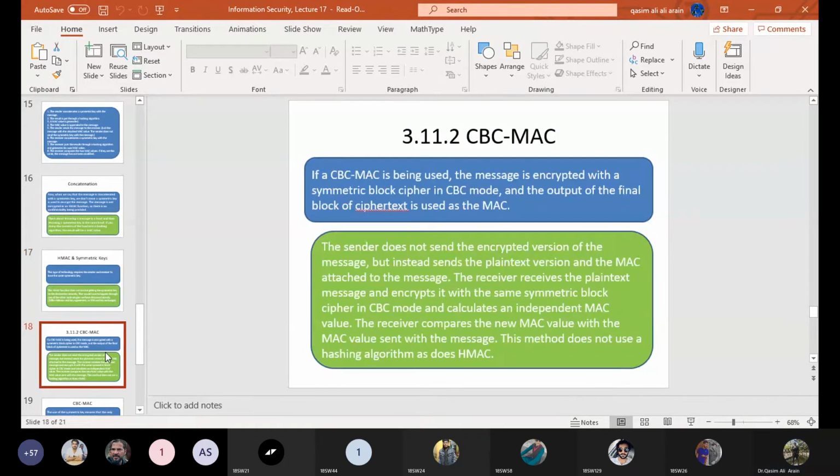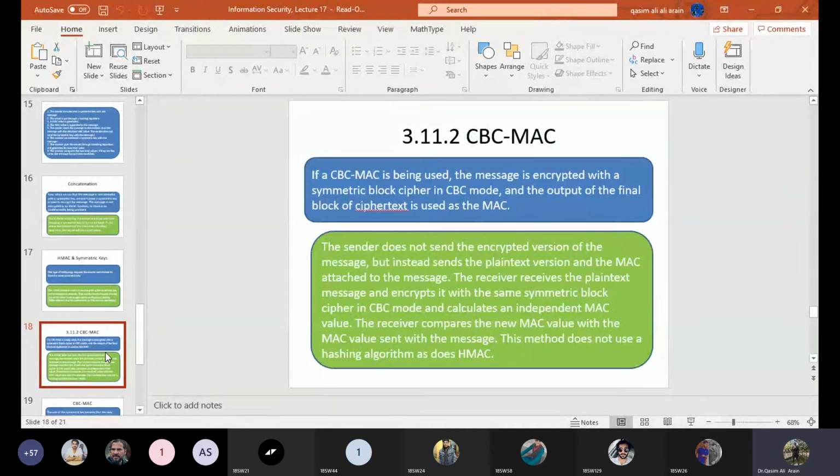So again, we have another type of algorithm that is called CBC-MAC. If CBC-MAC, cipher block chaining MAC, is being used, the message is encrypted with a symmetric block cipher in CBC mode, and the output of the final block of ciphertext is used as the MAC. Now this is a bit tricky, but not that tricky, right? You just need to understand the concept.